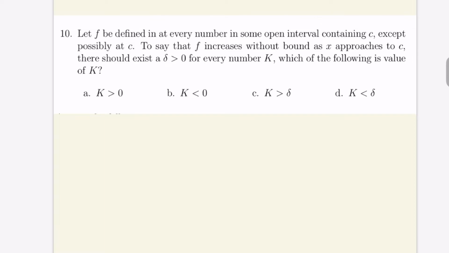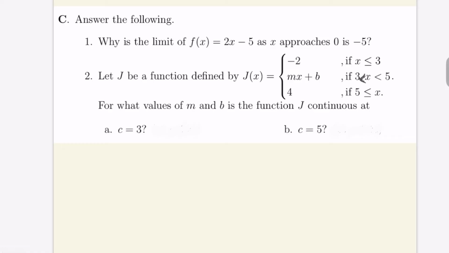So, ibig sabihin, for x to be increases without bound, kasi dapat nag-i-exist yung value ni k niya. So, in this case, the k should be positive. So, therefore, this one is the value para mag-i-increase. Pag magdi-decrease naman, it should be negative. So, dito tayo kukuha. Eto, wala tayong ganito. Okay, so let's go for letter C.